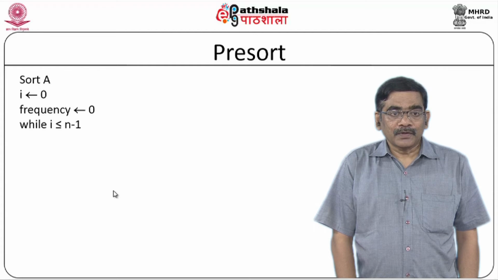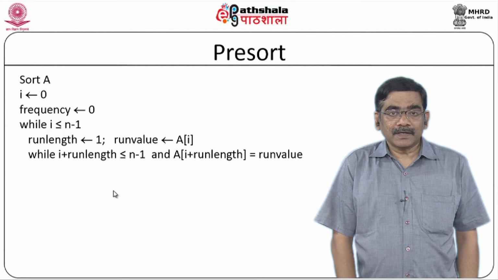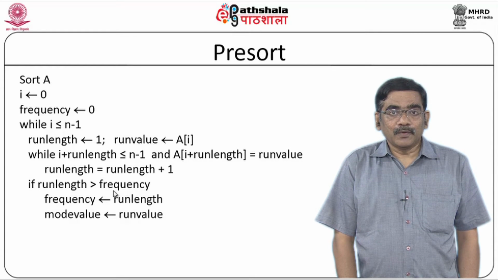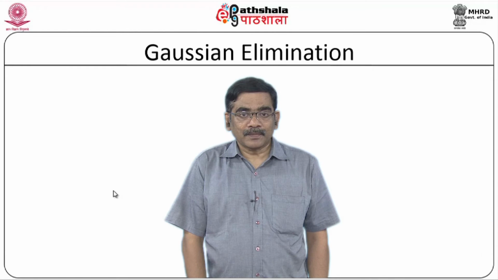So, sort A. You can see that the variables are assigned. I am starting the loop and I am going to find the run length. If the element is present in the adjacent locations, I am going to increase the run length, and if the run length is going to be greater than the frequency, I am going to update the frequency as well as the mode value. So, at the end of the algorithm, I have the mode value and I can return this as the result of this particular procedure.